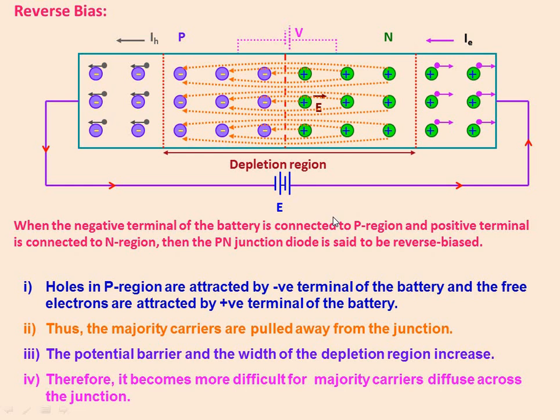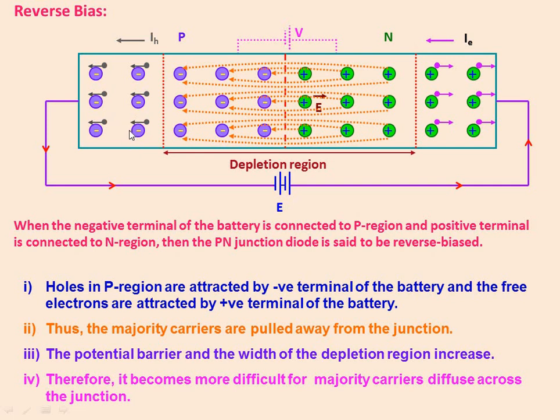In the case of reverse bias, when the positive terminal or high potential of a battery is connected to the n-type semiconductor and the negative terminal or low potential of a battery is connected to the p-type semiconductor, the junction diode is in reverse bias condition. You can see here, isn't it? In reverse bias, the holes in the p-type are attracted by the negative terminal of the battery. We can see here.